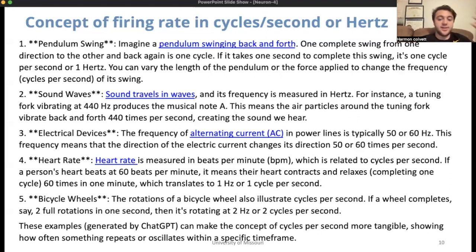So number 4, heart rate. If you have a heart rate of 120 beats per minute, how would you convert that to seconds? You divide by 60 because there are 60 seconds in a minute, so then it gets 2 beats per second. Well, you can say that's 2 hertz. All these unit conversions between cycles per minute, cycles per second, total cycles, total number of seconds, that's our big drive here, being able to convert between all of that.